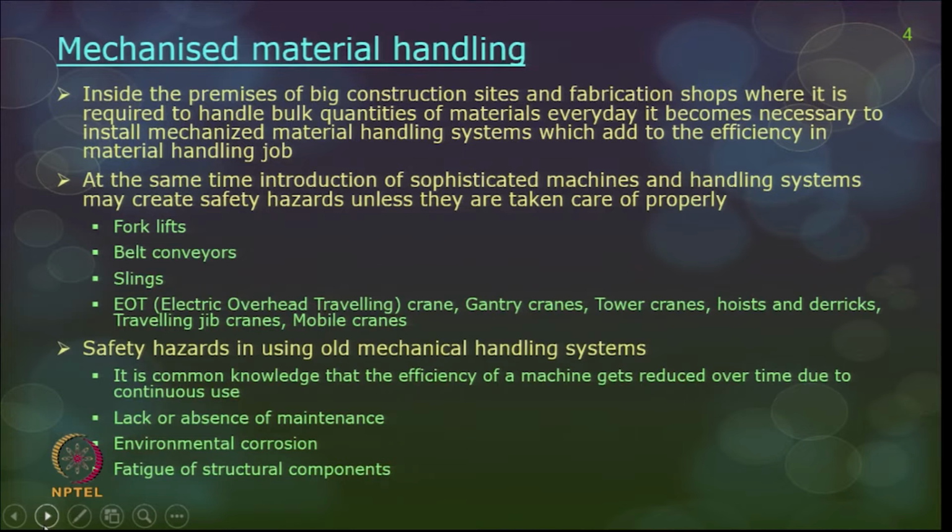There are so many ways with which materials are handled, for example, forklifts, belt conveyors, slings, a lot of crane types starting from electric overhead travelling crane, which we call EOT cranes, gantry cranes, tower cranes, hoists and derricks, travelling jib cranes, mobile cranes and so on.